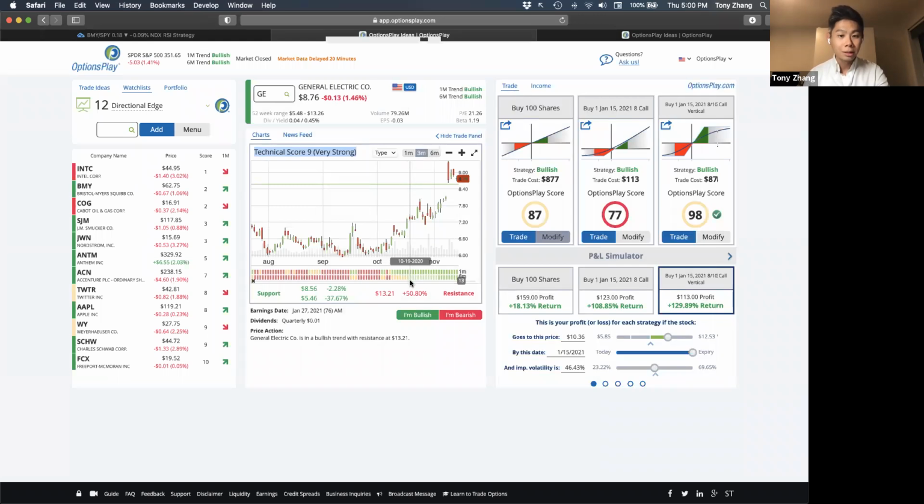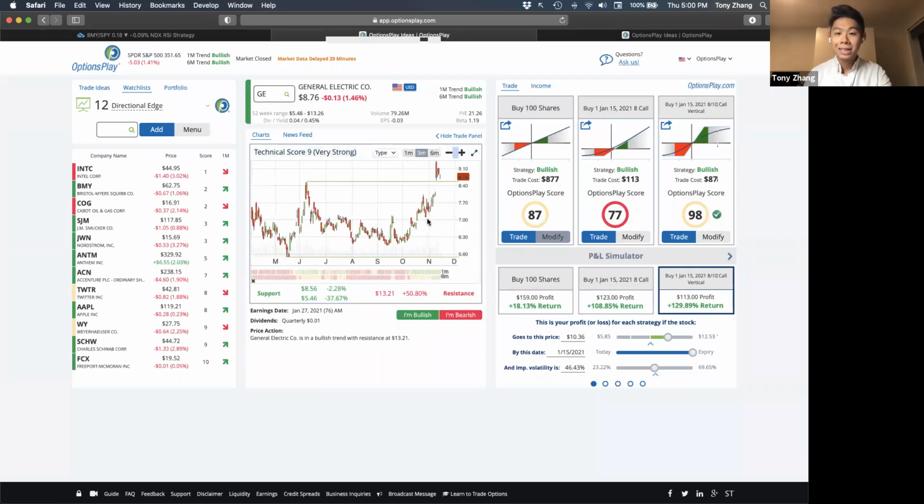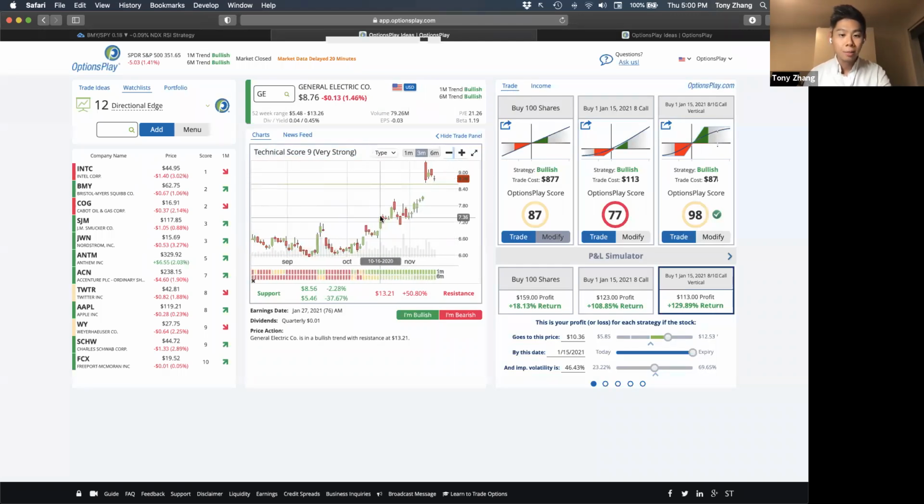That's when the 1 month and 6 month trend turned bullish with a score of 9. So we identified this stock as a bullish trade here on October 16th before this breakout. That's really where you want to utilize this tool. If you had GE in your watch list on October 16th, you would have seen that both the 1 month and 6 month trend turned bullish when it was trading at $7. That was an opportunity to potentially go long here.